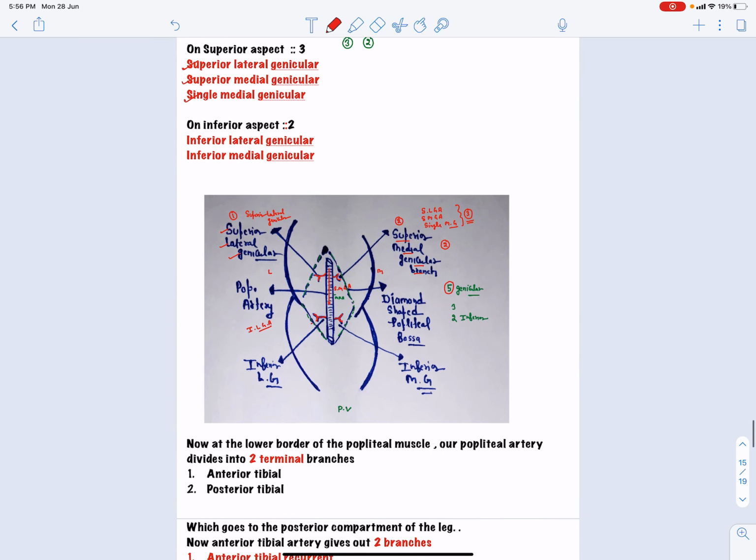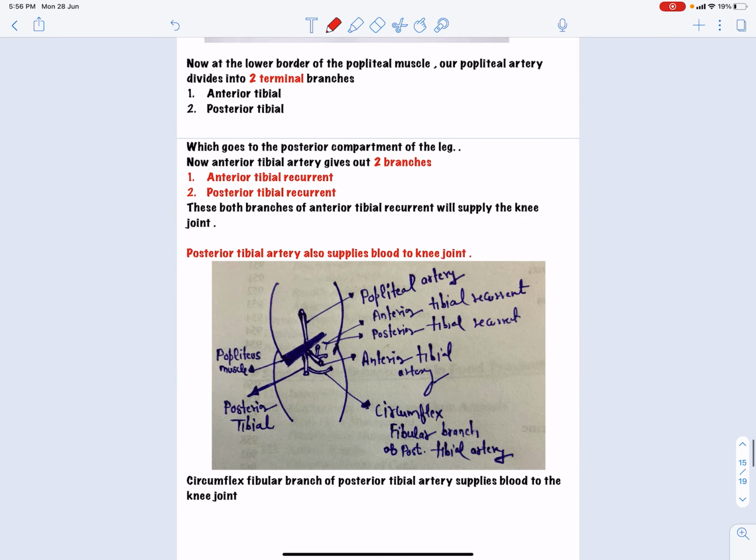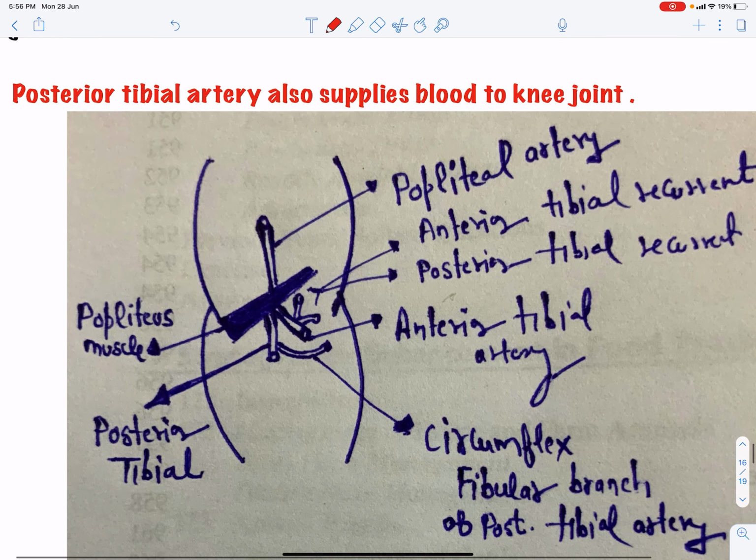Clear? Now, at the lower border of the popliteal muscle. See this diagram here. On the posterior side we have one muscle called the popliteal muscle. This is the popliteal muscle, which is present on the posterior side of the knee. Now at which border? The lower border of the popliteal muscle. This red one is the popliteal muscle.